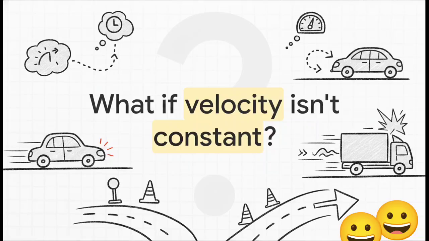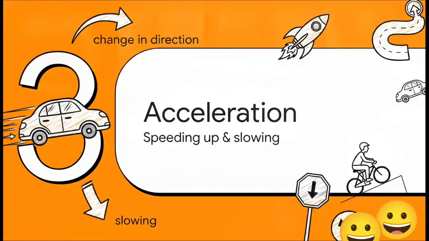But let's be real. What happens out in the actual world? Objects rarely move at a perfectly steady pace in a perfectly straight line, do they? You're braking for traffic, you're turning corners, you speed up to pass a truck. So what exactly happens when velocity doesn't stay constant? That leads us into section 3, understanding acceleration, the whole business of speeding up and slowing down.